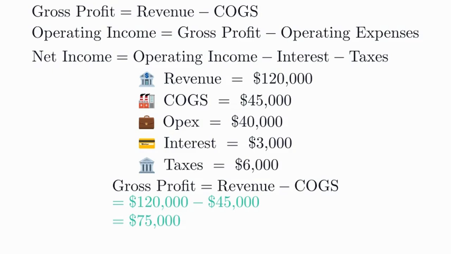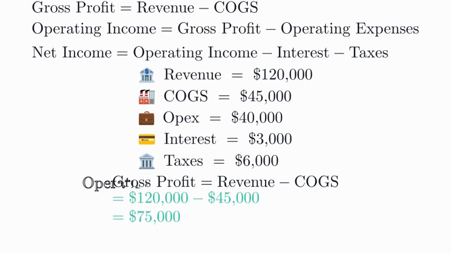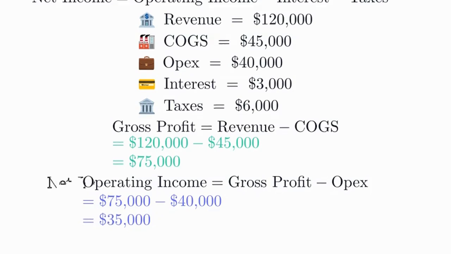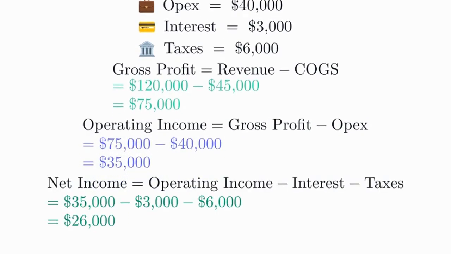Let us work through a concrete example for a small bakery. Suppose revenue is $120,000. Cost of goods sold is $45,000. Operating expenses are $40,000. Interest is $3,000. Taxes are $6,000. First, gross profit equals revenue minus cost of goods sold, which is $75,000.